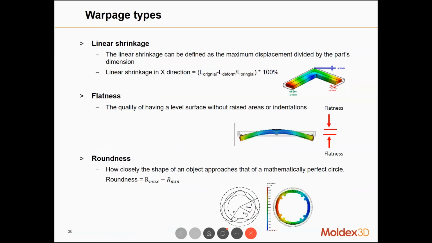So there are three different warpage types. The first one we call linear shrinkage, which means the material shrinks along a specific direction. And the second one is the flatness, and you can think of it as a kind of bending, and the product usually bends to the downside or upper side. And the last one is the roundness. The definition of the roundness is how close the shape of an object approaches the mathematical perfect circle.